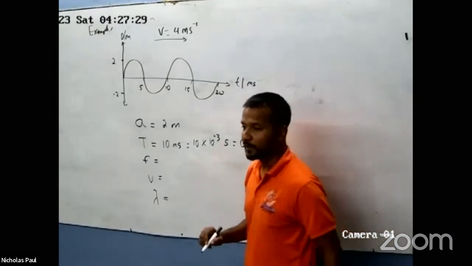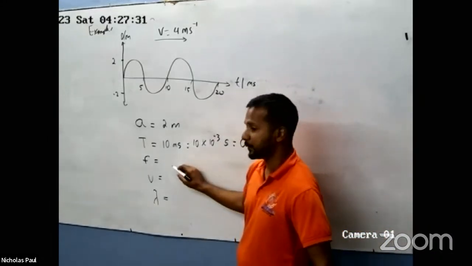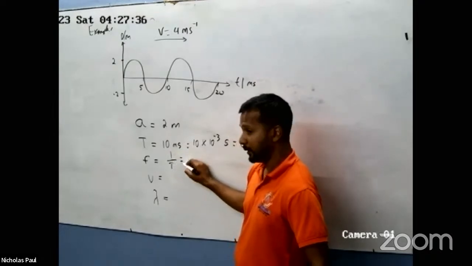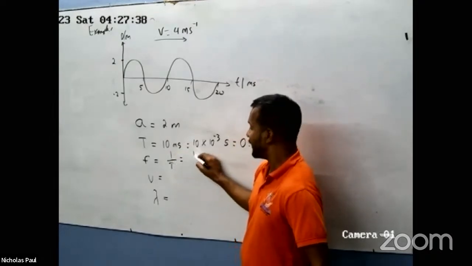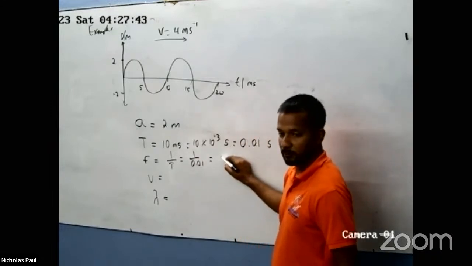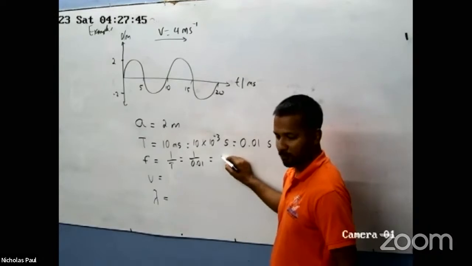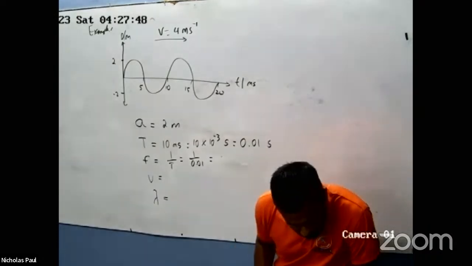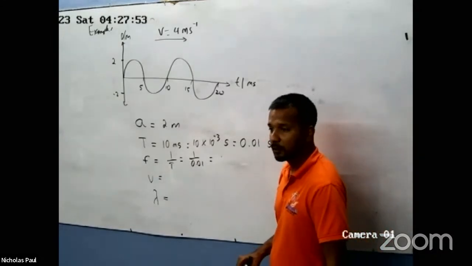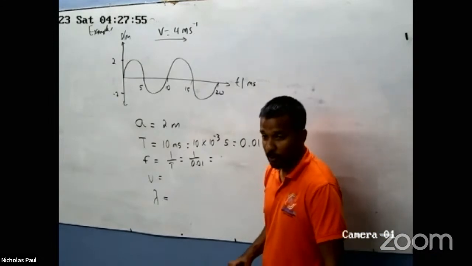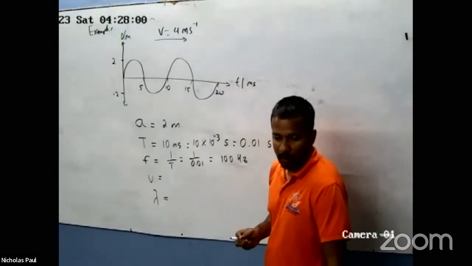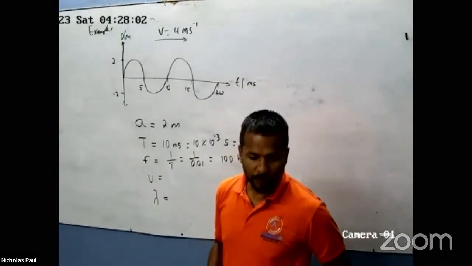How do we find frequency now? Jacob, frequency is what? 1 over T. T is not 10. So that's 1 over 0.01, which is 100. 100 hertz. Look at the graph. What do you think is the speed, Aiden?